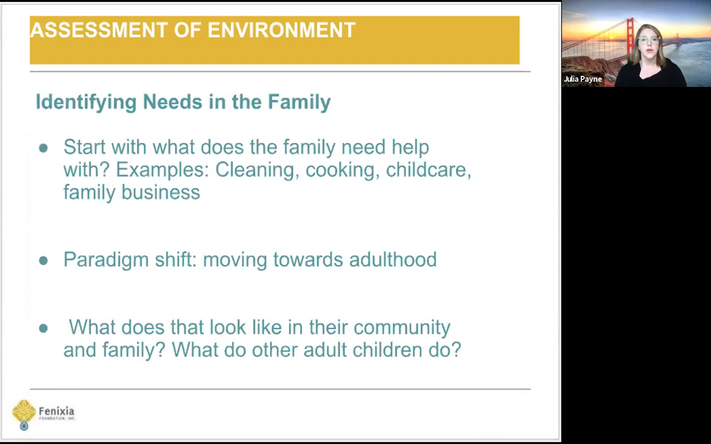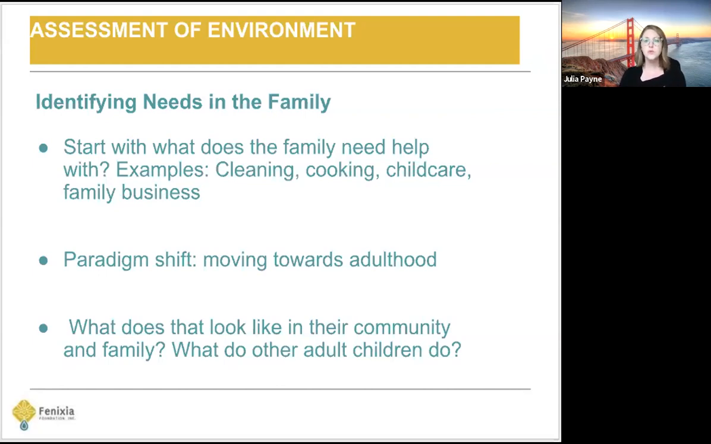So we'd like to start with identifying the needs in the family. A lot of times, what's most important for students and their family community is, what do you need in that family, in the household? What needs to be done? As students become adults, it's really important to identify their new roles in their families. You know, moving from a child not just needing to be cared for, but how do they contribute?